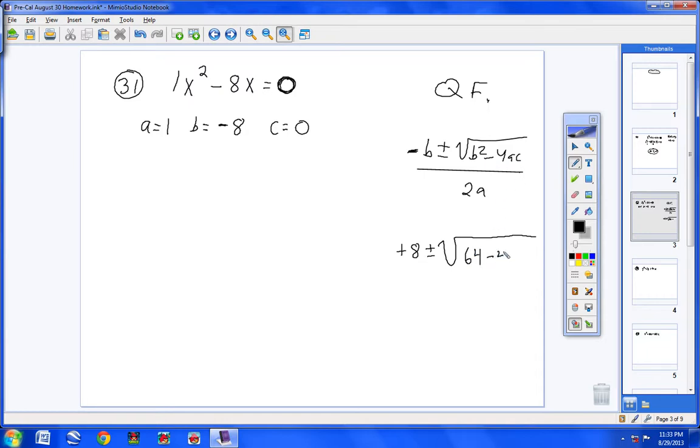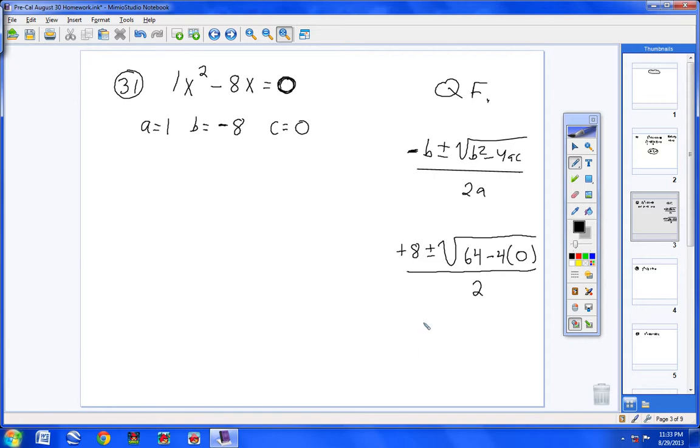So negative 4, and then a times c. A times c. 1 times 0. 1 times 0. Well, that's 0. And then all over 2 times a. A is 1, so 2 times 1 is 2. So we're moving right along.